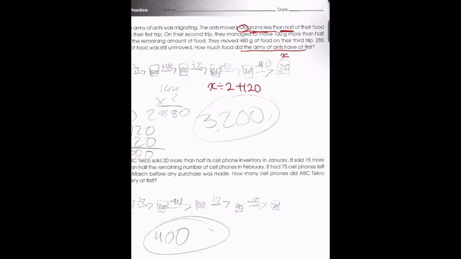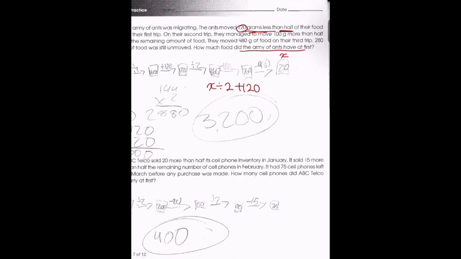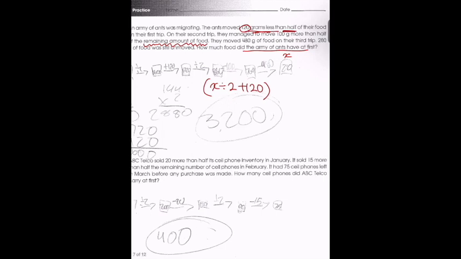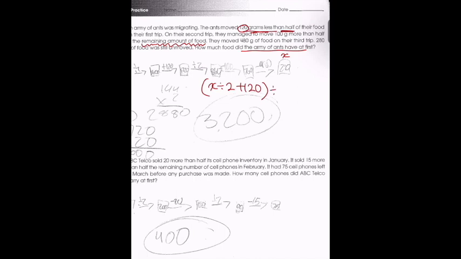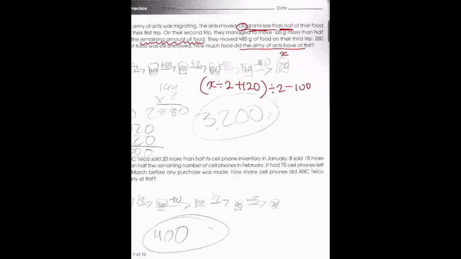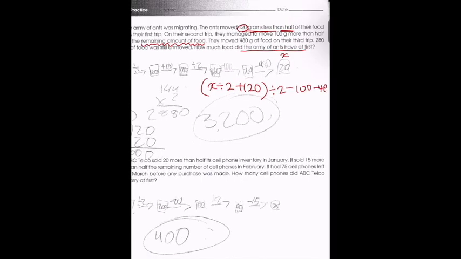And then on their second trip, they managed to move 100 grams more than half of the remaining amount of food. And since it says remaining amount of food, we're going to place parentheses. So what's inside the parentheses is what remains from the first trip. And then they managed to move 100 grams more than half. So we're going to do divided by 2 and subtract 100. And then finally, they moved 480 grams on their third trip. And so that is going to equal 280.